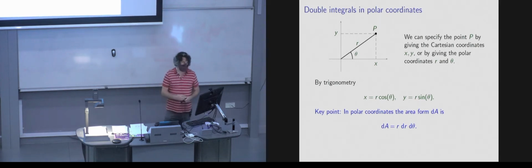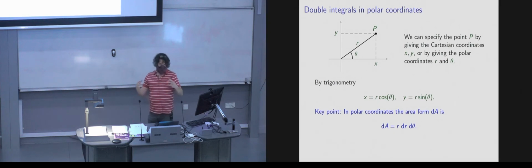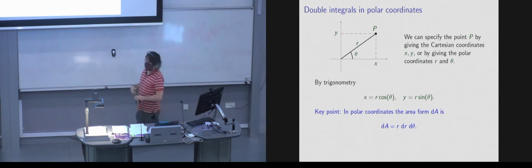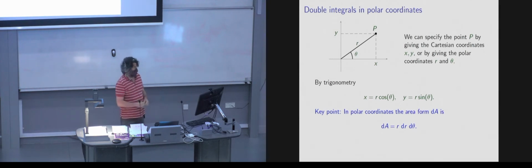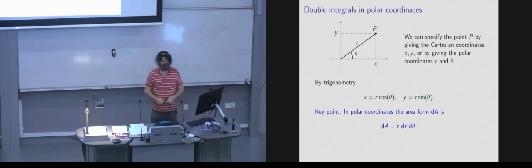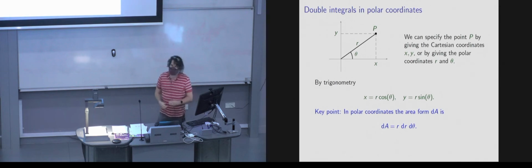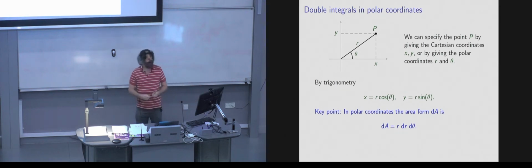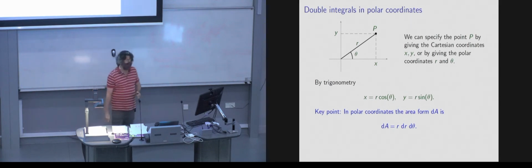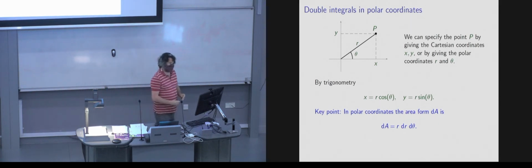Polar coordinates work well for disks, that's the region inside circles, or sectors of disks, and we can use them to do double integrals. Polar coordinates are what we get when we specify a point in 2 dimensions by its distance to the origin, called r, and the angle it makes with the positive x-axis, which we call theta, as illustrated in the picture at the top. The Cartesian coordinates x and y are related to polar coordinates using trigonometry: x equals r cosine theta, y equals r sine theta.